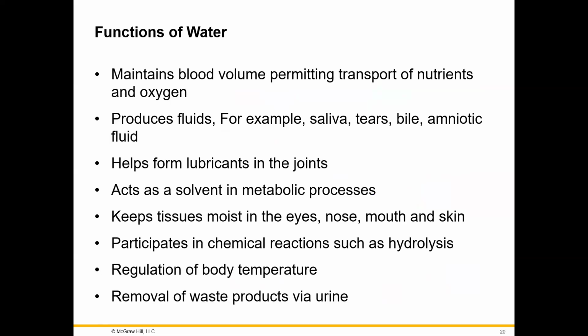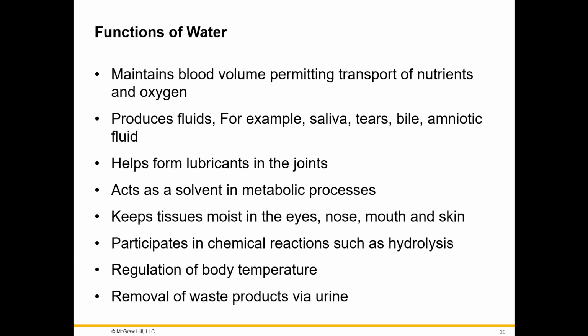All right, let's get into the essential functions of water in the body. Water is not just something we consume to quench our thirst, although that's important, but it also plays a vital role in various physiological processes that are really important to maintaining our health. Firstly, water is fundamental in maintaining the blood volume, which is necessary, of course, for the transport of nutrients and oxygen throughout the body. And that's critical for all the cellular functions and the overall vitality of the person.